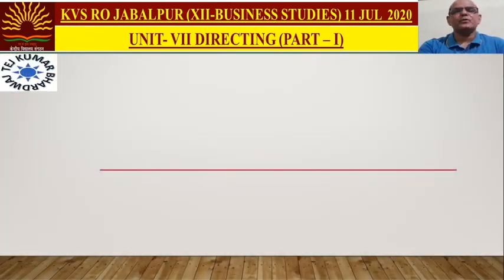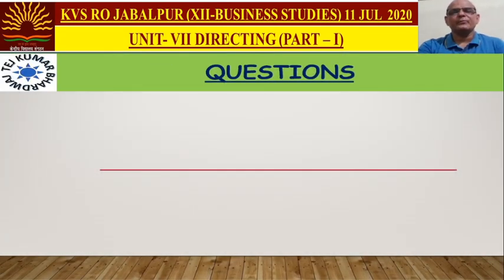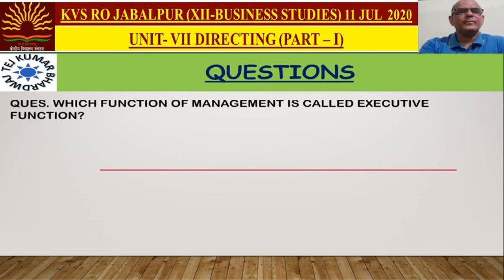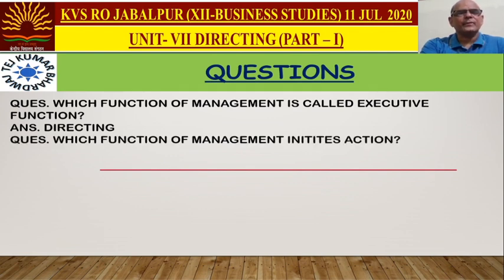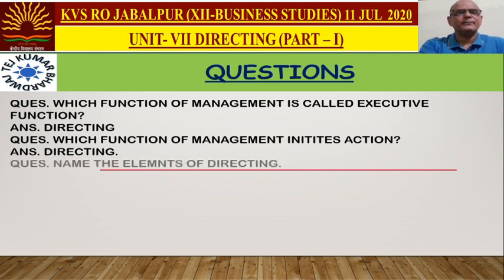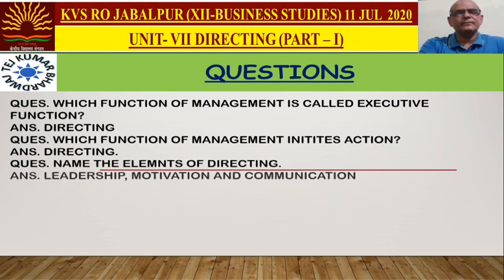Let us discuss a few questions now. Objective type questions first of all. Which function of management is called the executive function? No need to say, it is directing, because it initiates action. Which function of management initiates action? It is directing. So these are the questions which can be asked for 1 mark. Name the elements of directing: leadership, motivation and communication.